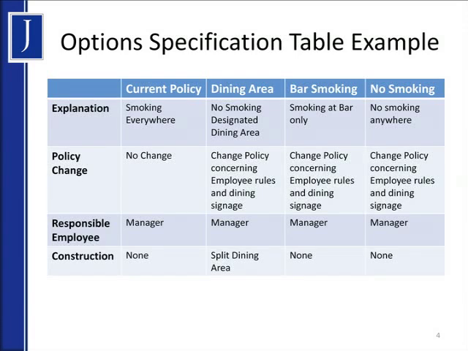But if there was a dining area option, then the explanation is there'd be a no smoking dining area, and there would be a construction project called splitting the dining area. Your table would have more rows, but not many more options. You would have 3 to 6 options. But let's explore what the rows would be.